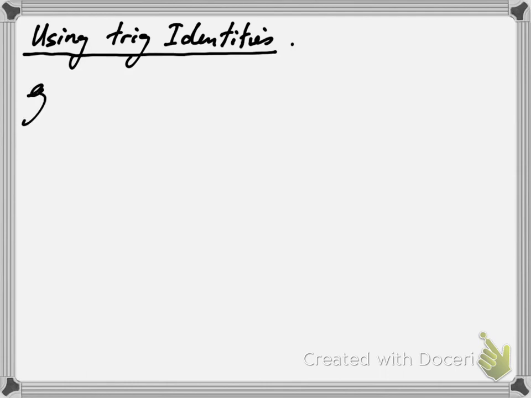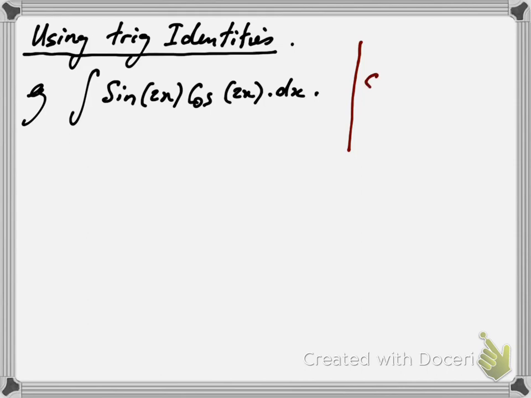So for example, let's say we have to integrate sine 2x cos 2x dx. You've got a sine a cos a scenario, because as you can see 2x is common in both, so you can use a double angle. I'll use a different color just to show. The double angle identity says that sine of 2a equals 2 sine a cos a.